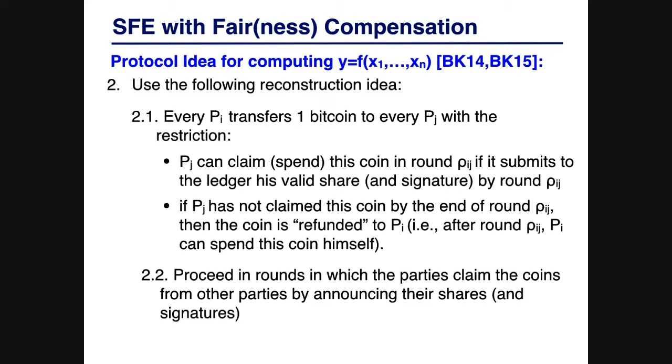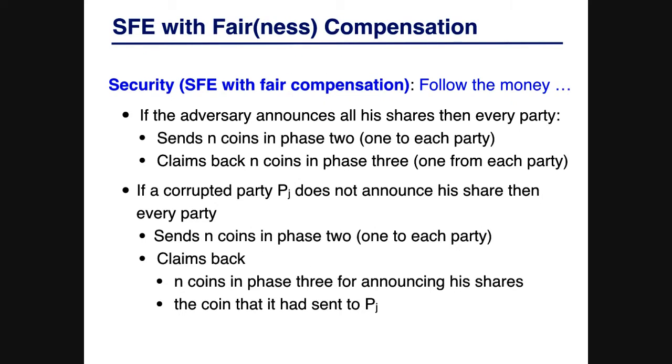So having done these transactions, the protocol proceeds as follows. Every party claims the coins that were addressed to him by just announcing his share. Right? By the round ρij, each Pj will just broadcast, like put on the ledger, a transaction which includes his share and the signature, and this way we'll collect all the money from all parties. So it's relatively easy to see that this protocol achieves security with fair compensation just by following the money. If the adversary announces all his shares, if he collects all the money, then what happens is that in the first step of this reconstruction process, everyone transfers n coins, one to each party, and in the second step, everyone collects n coins, one from each party that sent it to him, and therefore he has zero balance, and since the adversary has announced everything, he has the output.